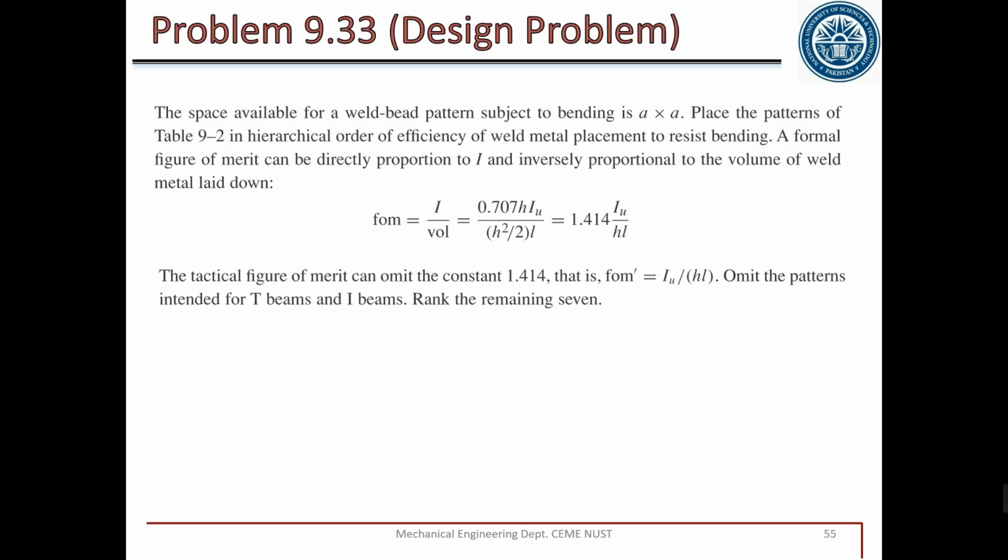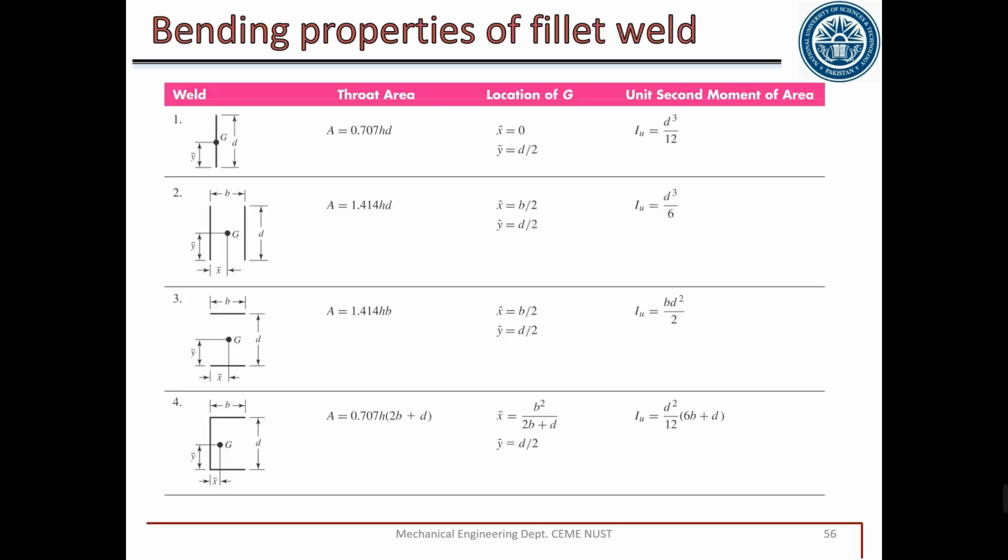Same goes for bending. In bending as well, we have a figure of merit, Iu by HL, exactly the same. We have an area of A cross A. We have an option to put all the welds, again using exactly the same method, substituting the value to calculate figure of merit. You can do this yourself as well. The value of the first is 0.833C, the value of FOM prime. The value for the second figure is 0.